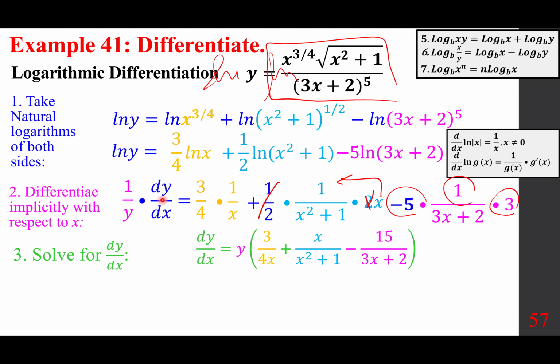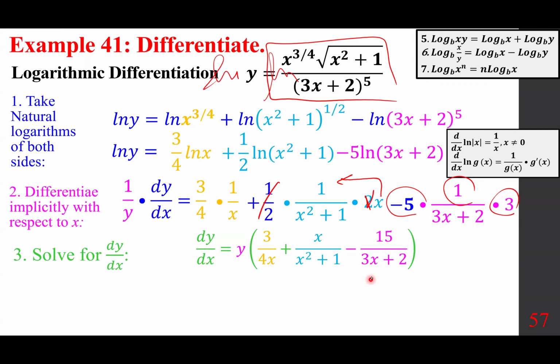One more time. dy/dx, 1 over y goes to the other side and becomes y, right? You multiply both sides by y. This is 3 over 4x. This one half cancels out the 2x over x squared plus 1. And this is minus 5 times 3. The product is minus 15 over 3x plus 2.